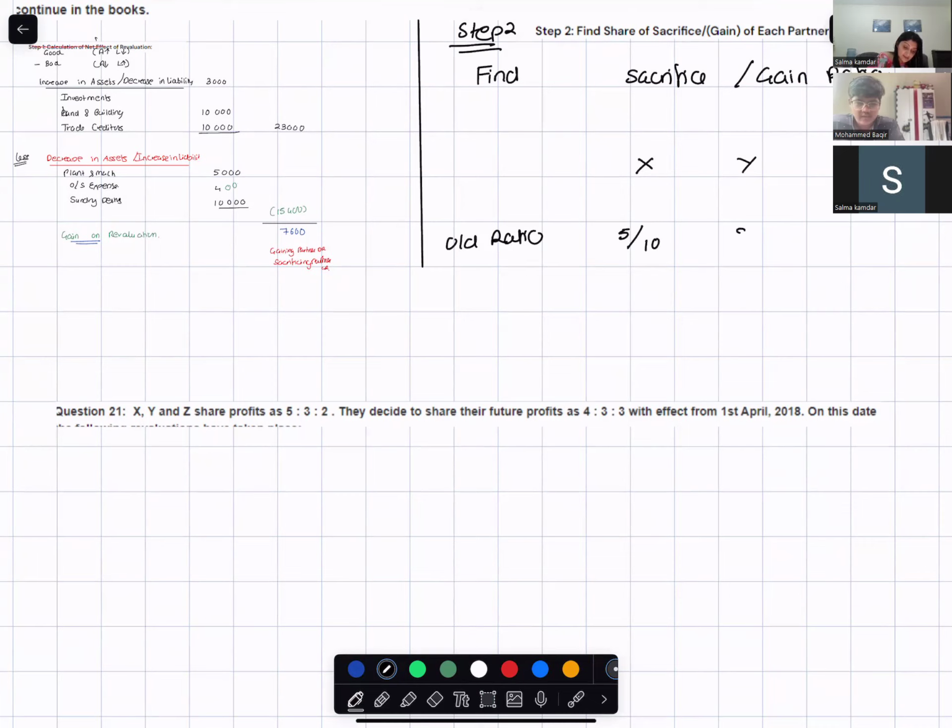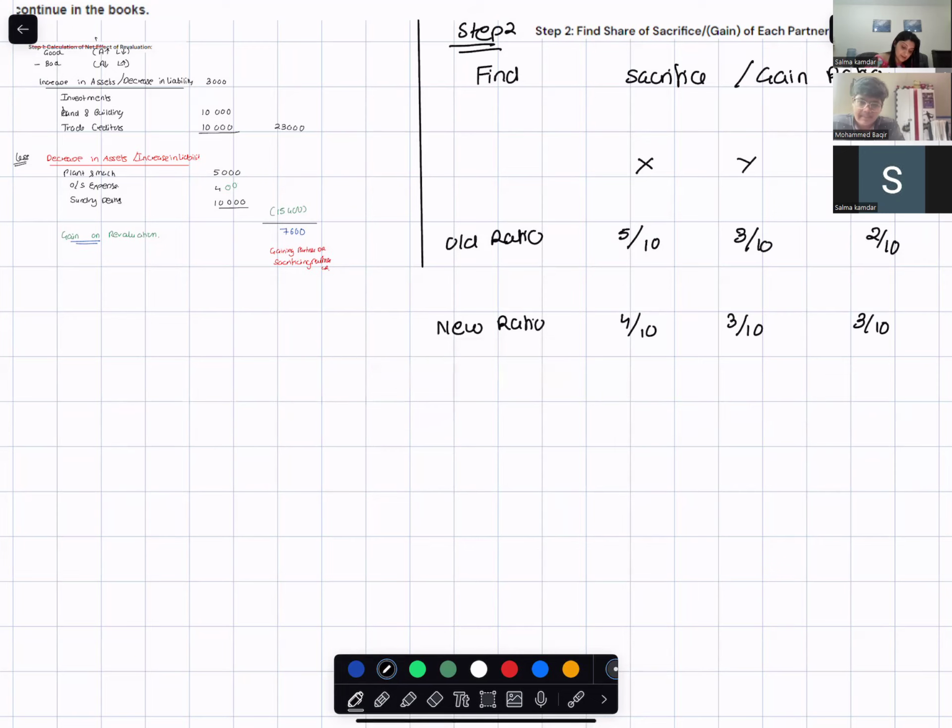5 by 10, 3 by 10 and 2 by 10. Okay. Then the new ratio. What is the new ratio? 4 by 10, 3 by 10, and 3 by 10. Then you will get the sacrificing and gaining ratio.